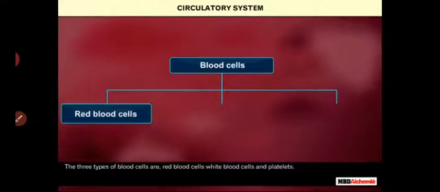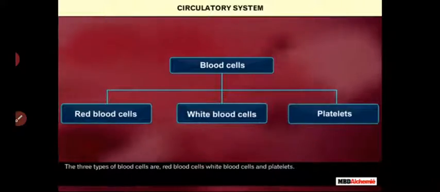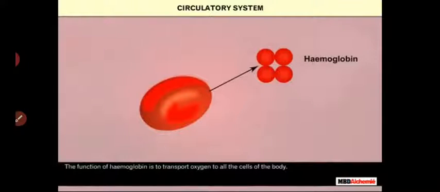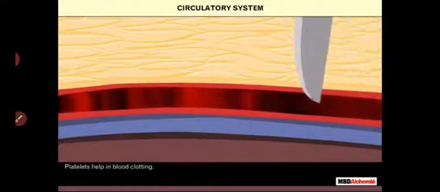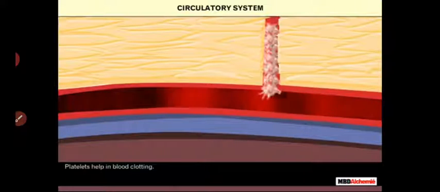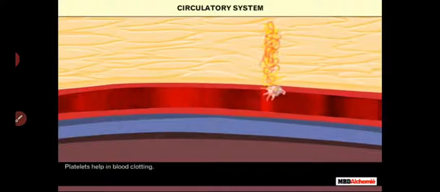There are three types of cells: red blood cells, white blood cells, and platelets. Red blood cells contain a red pigment called hemoglobin. Its function is to transport oxygen to all cells of the body. White blood cells fight against the germs that enter our body. Platelets help in blood clotting.